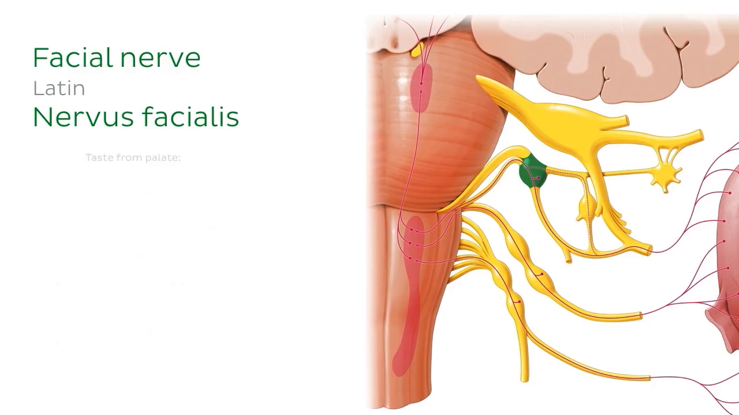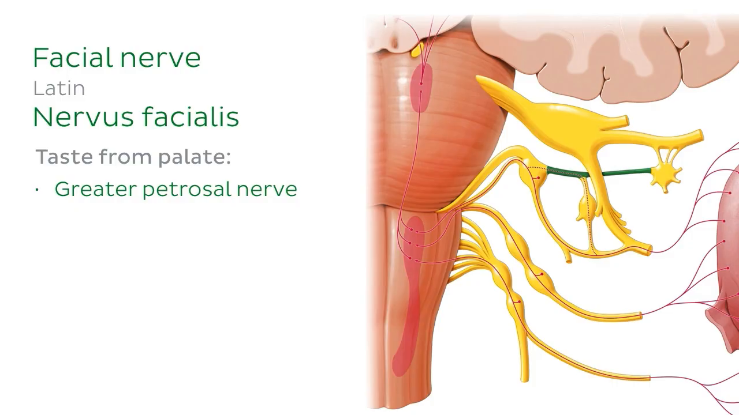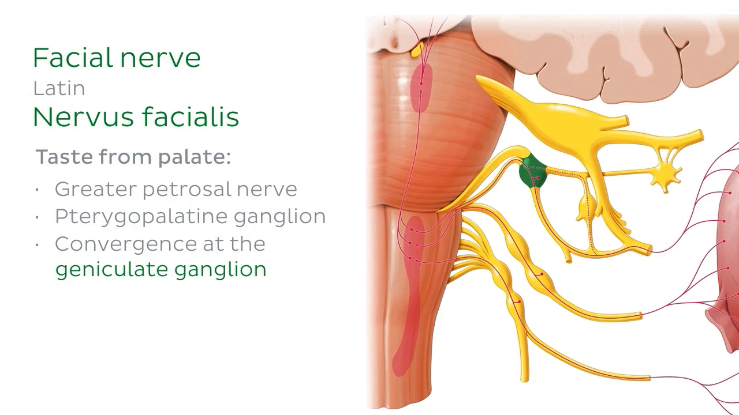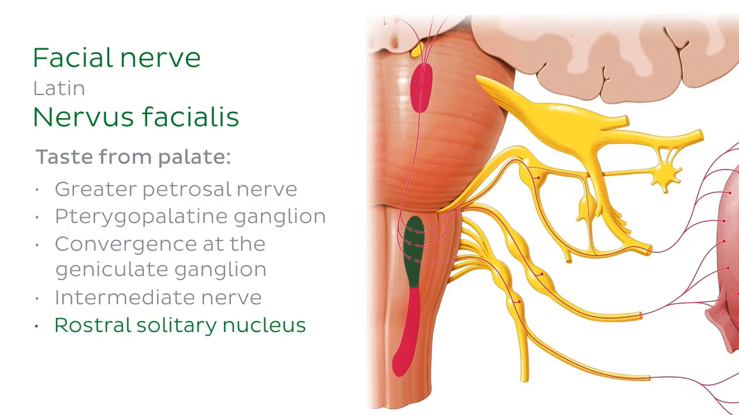Taste from the palate travels along the greater petrosal nerve via the pterygopalatine ganglion, where it communicates with the trigeminal nerve. After the convergence at the geniculate ganglion, the afferent fibres form the intermediate nerve, which runs alongside but separate to the facial nerve proper. And both of these branches travel in the internal auditory meatus with the vestibulocochlear nerve. And do note that the gustatory fibres of the intermediate nerve synapse in the rostral solitary nucleus. The rostral solitary nucleus is synonymous with the gustatory nucleus.